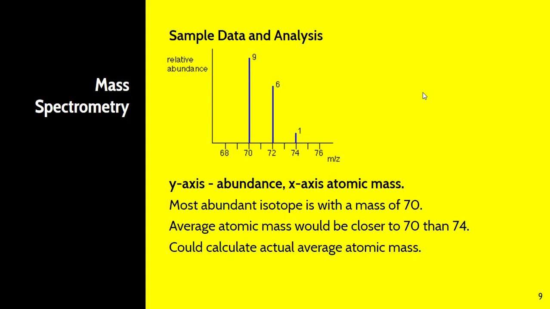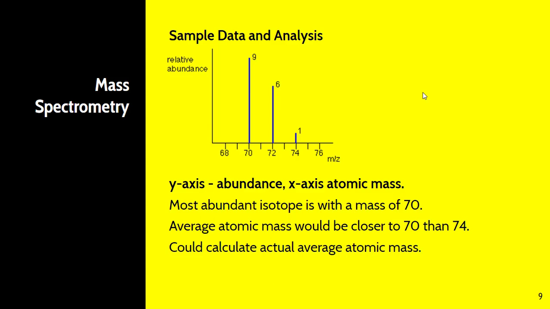So one thing we can actually do with this information is we can look at the data, and this is a typical graph that you would see in a mass spectrometry problem. The y-axis is the relative abundance. You typically don't get an amount with this, but it's relative to one another. So as you can see here, the most abundant isotope is with a mass of 70, the x-axis being the atomic mass. Be careful. Remember that it is the atomic mass, not the atomic number. There's a difference there. Remember, the atomic number just refers to the number of protons. Atomic mass is protons plus neutrons.